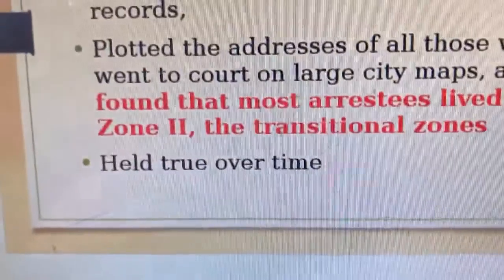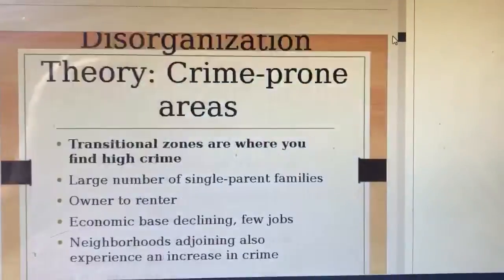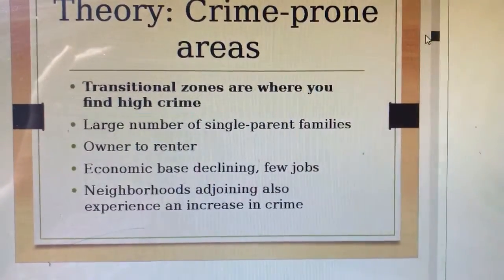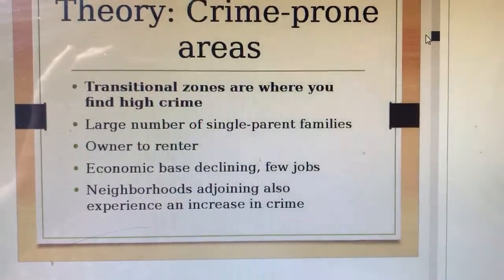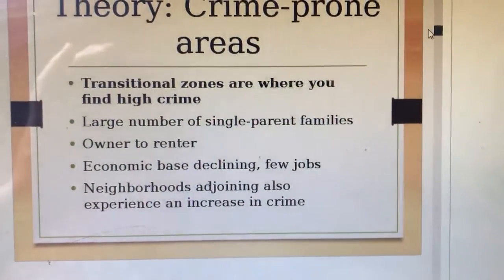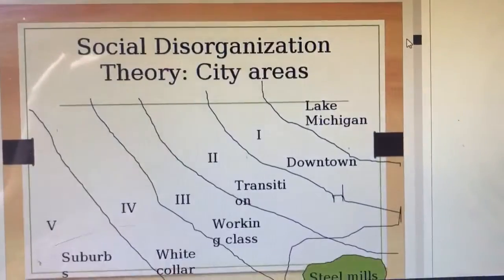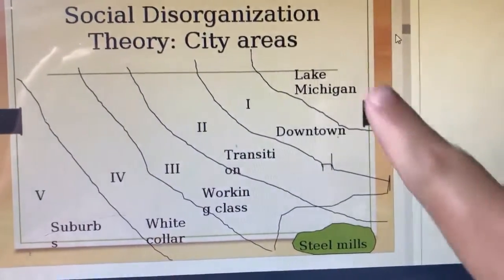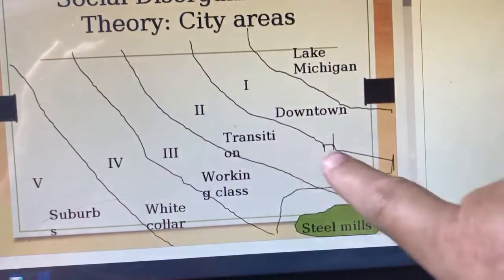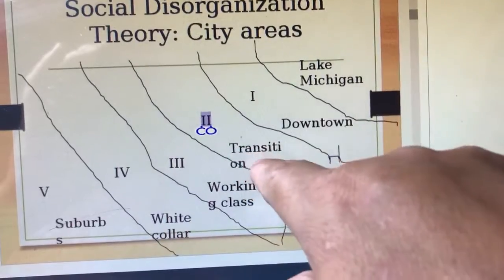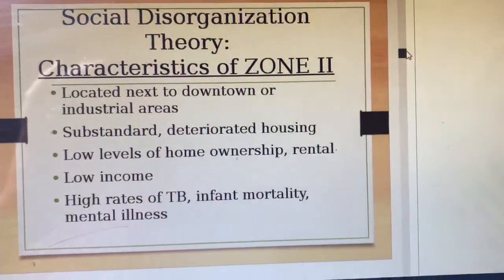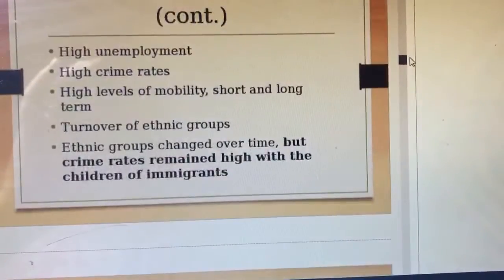So they found that people in zone 2, which is called the transitional zone, that's where you find the high crime in a city. And he said there's a bunch of stuff you saw there. You saw mostly people renting, very few jobs, and a lot of families that weren't intact. So basically, in a nutshell, even though this looks complicated, you can see they looked at this city, but here is where the crime is. And it didn't matter who lived there. It was in the transitional zone. That's where the crime was. So basically he said, you know what? This is where crime is, zone 2.